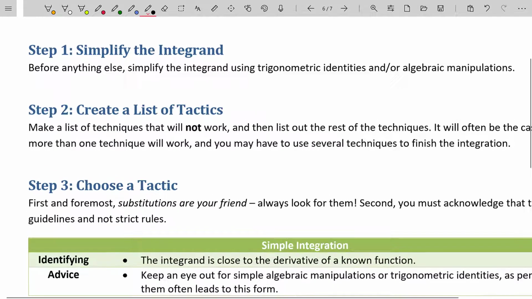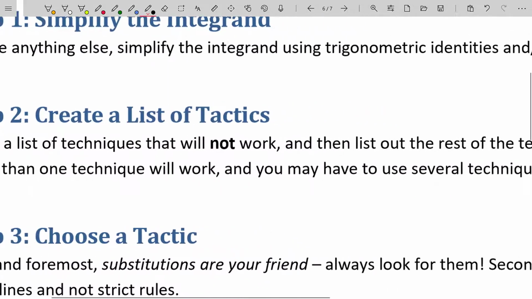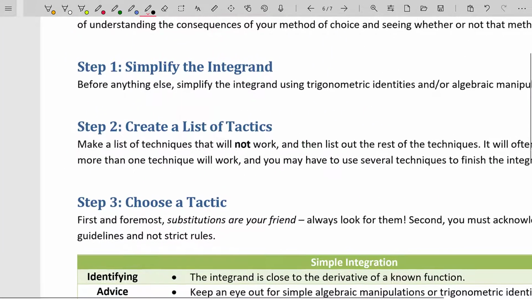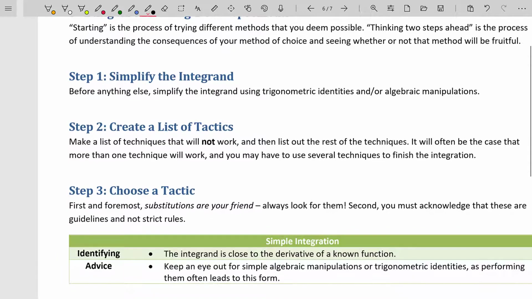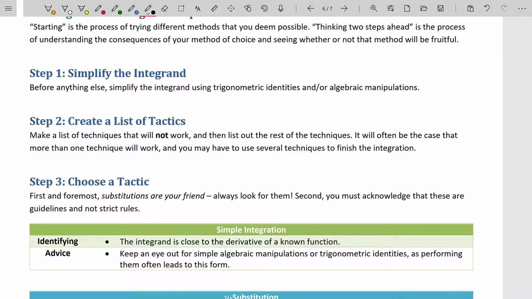The next thing you should do is create a list of tactics. And this is a list of techniques. And I say here, make a list of techniques that will not work, and then list out the rest of the techniques that will work. I actually go through and list out every technique, and then I scratch out the ones that aren't going to work. There's only so many, maybe a handful of techniques, so it's not that difficult just to write them down very quickly and cross out the ones you know won't work. You'll be left with 2, maybe 3 different techniques that might work.